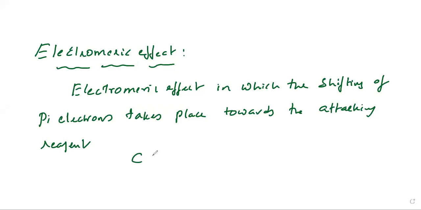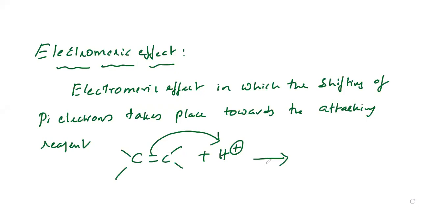So if you take C double bond C plus H plus, what happens here? The pi bond is shifted towards the H plus, and thereby you are going to get a structure like this, and you are going to get the positive charge.